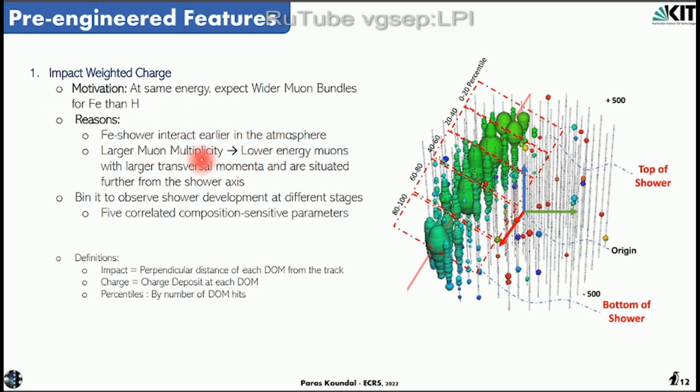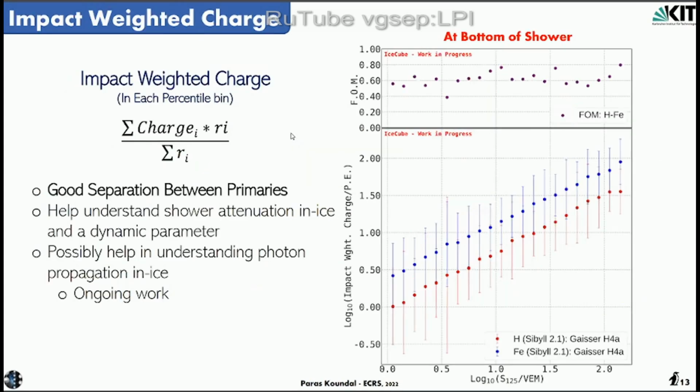And the simple motivation is that iron showers interact early in the atmosphere, which I think you also remember from Xmax discussions earlier. And they also have larger muon multiplicity, so larger transversal momenta in principle, and that's why in the combined effect we expect wider muon bundles. Just coming quickly to how it can be seen.